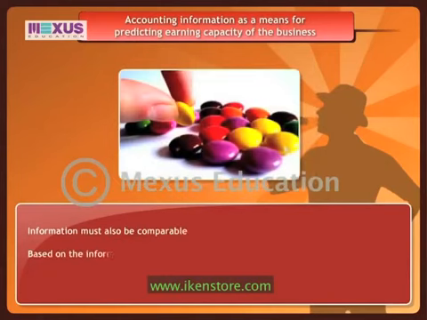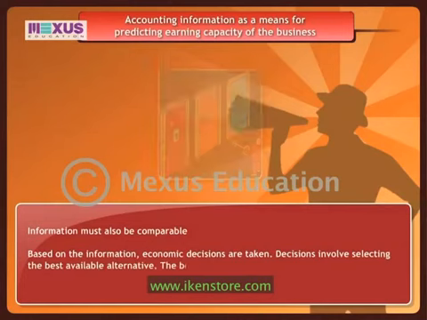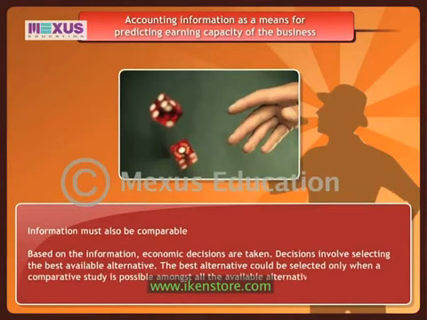Based on the information, economic decisions are taken. Decisions involve selecting the best available alternative. The best alternative could be selected only when a comparative study is possible amongst all the available alternatives.